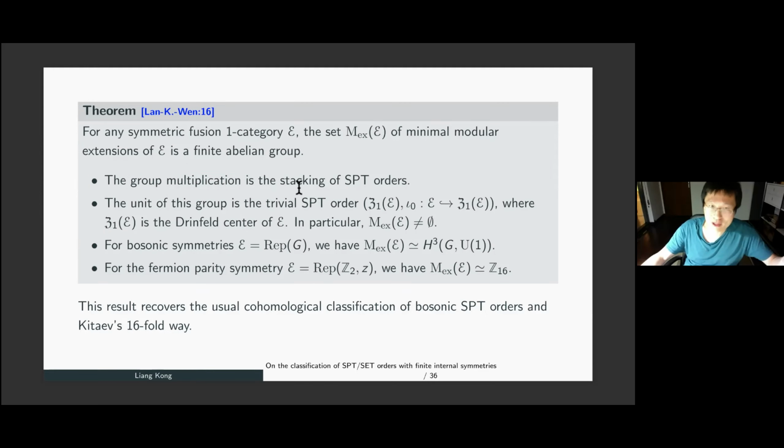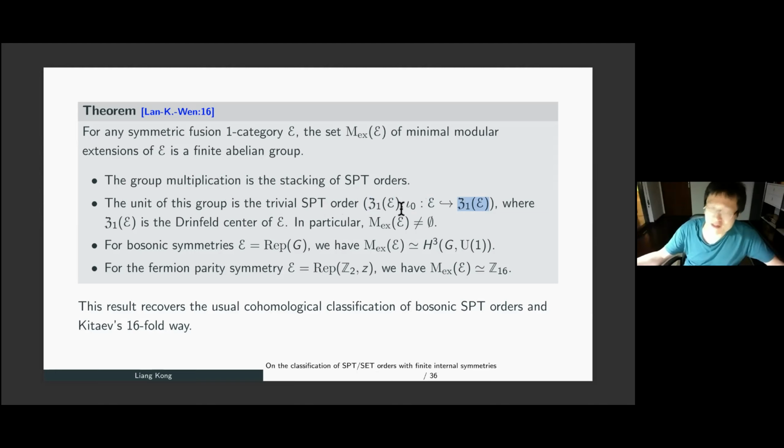There is a mathematical stacking given by some kind of box tensor product in category. I'm not going to write it down, but it can be mathematically well defined. So the unit of this group is very funny. The unit of this group is the trivial SPT order, which is given by the Drinfeld center of E, and it turned out that the symmetry charge can be canonically embedded in this Drinfeld center. The Drinfeld center of E is automatically a modular tensor category, so it provides a minimal modular extension.